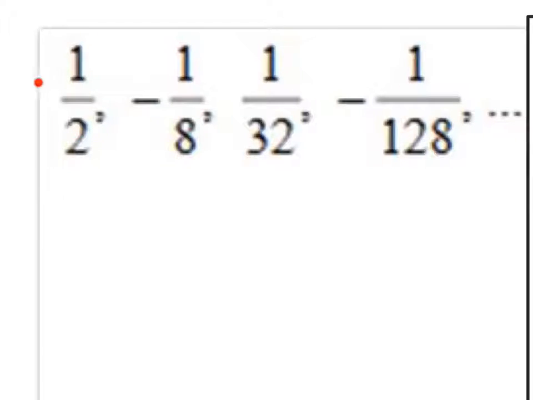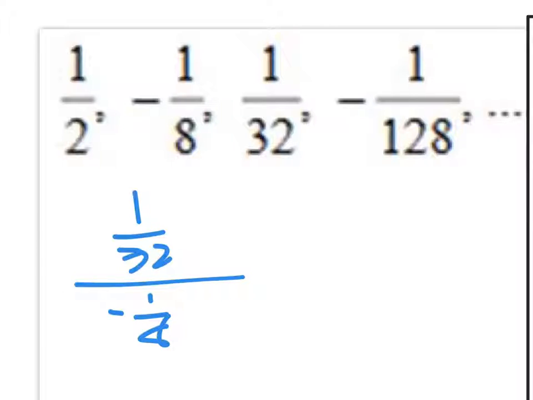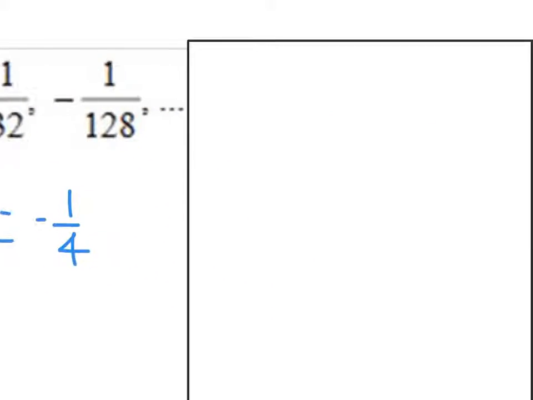We know that we need the first term, which we have. We're also going to need to find the common ratio. To do that, we're going to take one term and divide it by the previous term. So let's just say it's, for example, 1/32 divided by negative 1/8. And that's going to give us, of course, negative 1/4. Beautiful. So we know the ratio. We know the first term.